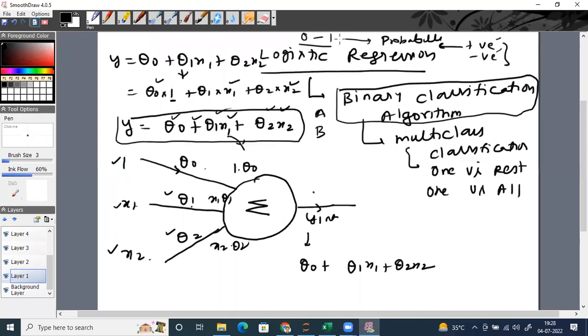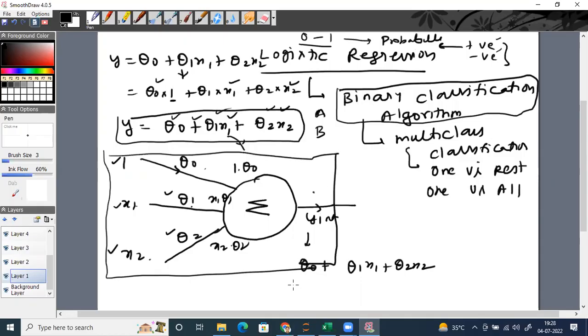Because what you are seeing right now, this particular algorithm, is nothing but the representation of linear regression, right, this equation. But what we will do is take its output and try to convert this output into a probability, which is always between 0 and 1. So how will we do that?